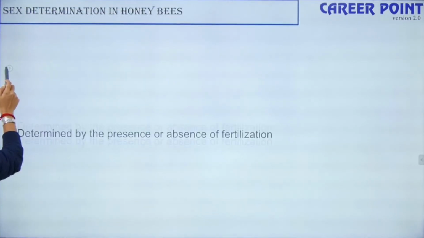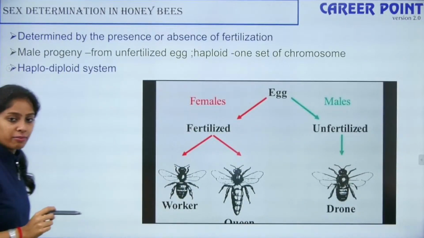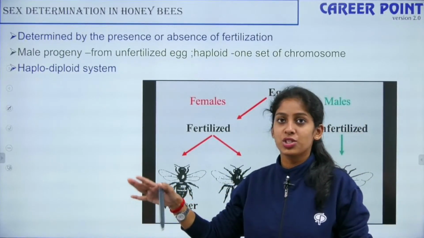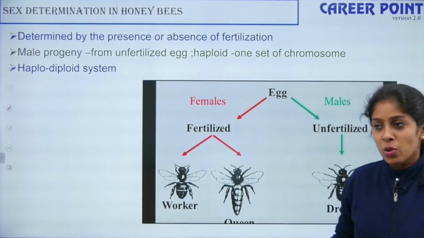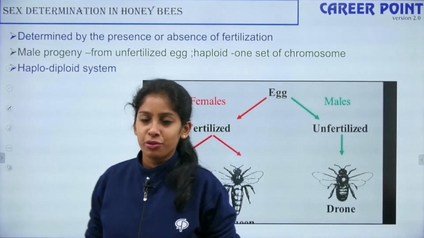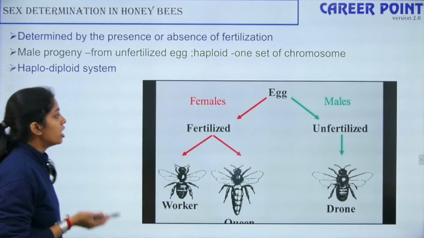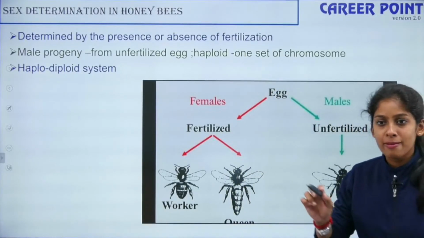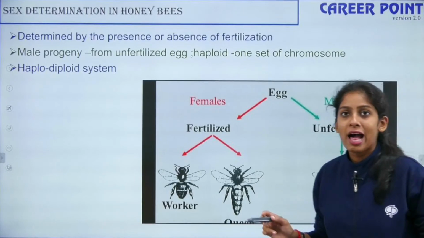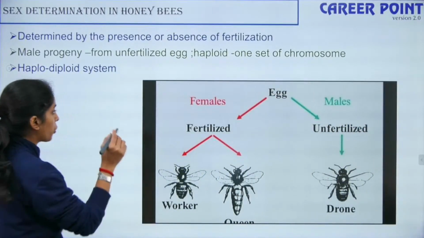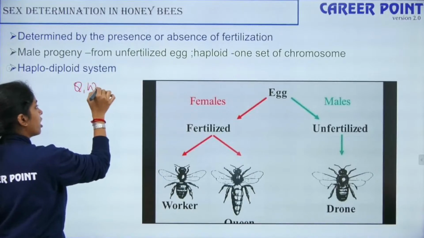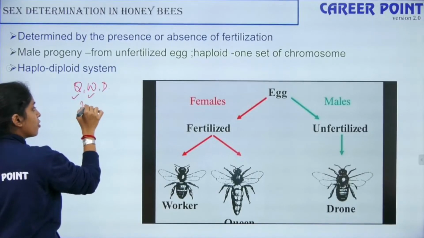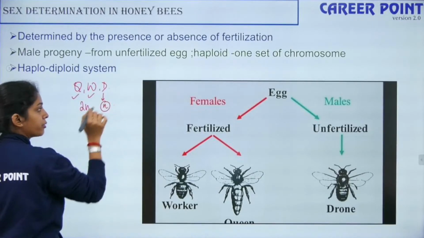So the last slide: we also have sex determination in honeybees. In honeybees, it's a different case. Always you have an exception, a unique case, and honeybee is one of them. In honeybees, the males are formed in a different way and the females are formed in a different way. The females are diploid and the males are haploid. In a honeybee community, you have three types of individuals: queen, worker and drone. Queen and worker are female, so they are diploid, and the drone is a male and that is haploid.